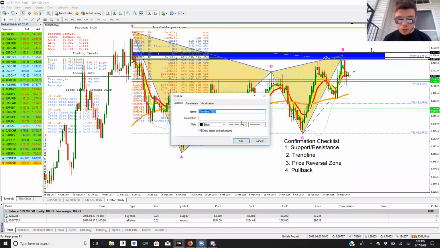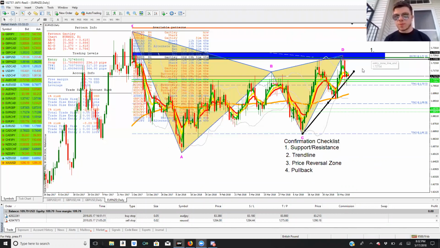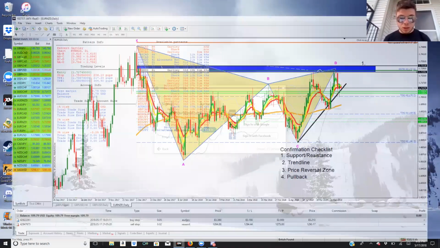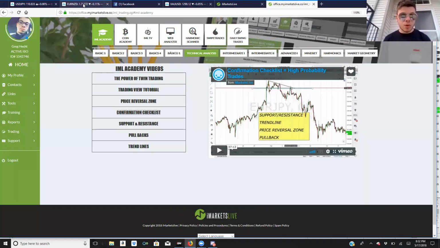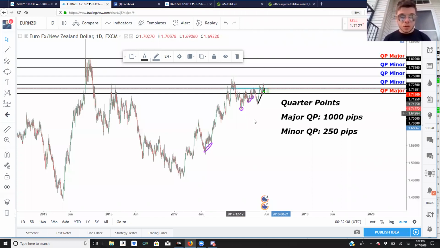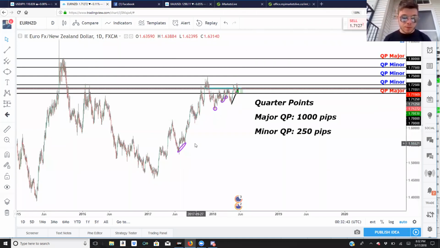You got to darken that boy. Beautiful. All right, so we got a little bit of a trend line here, but remember our major trend line, where is my other chart? Remember, we still have this bigger trend line right here, right?